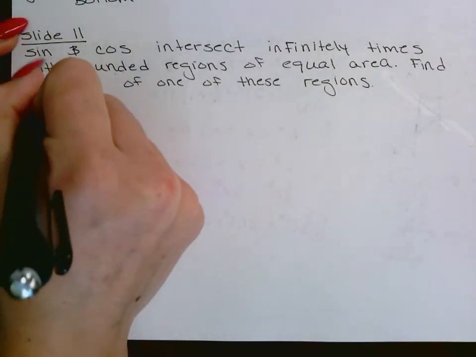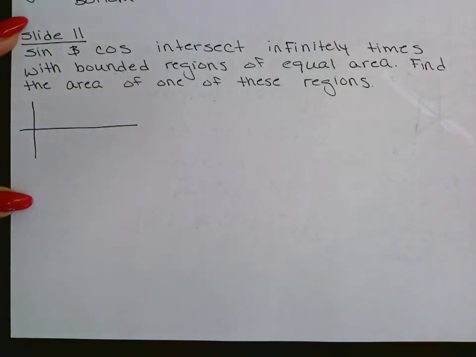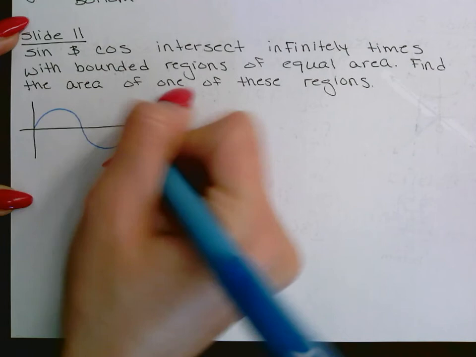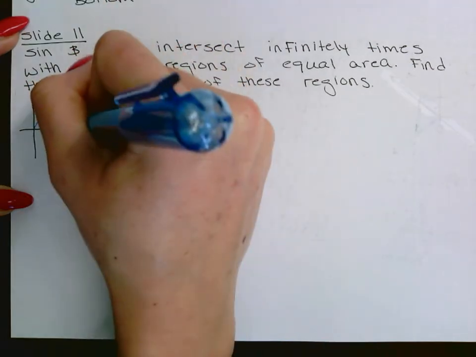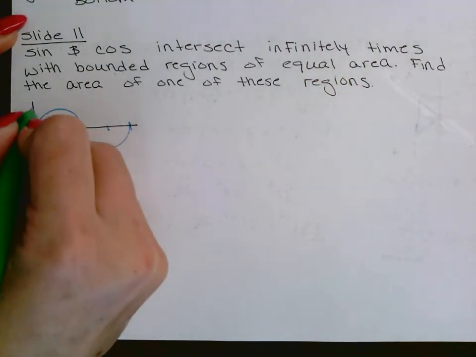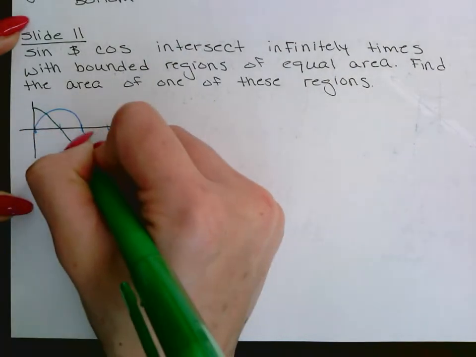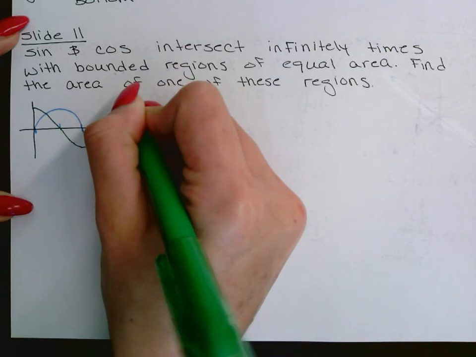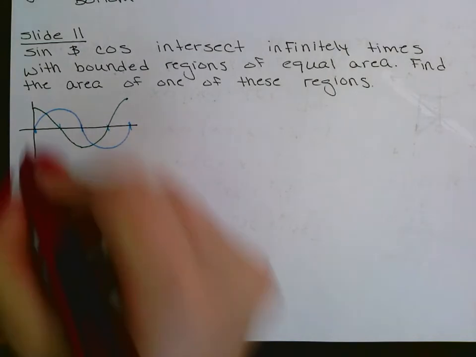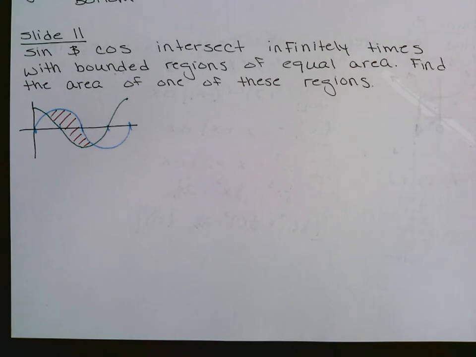So graphically, let me refresh your memory on what this looks like. Sine goes over, then under, and we have 5 points on a trig graph. And then cosine starts at the top, goes under, and then comes back up. So what we are trying to find is this right here. That's the area that we're trying to find.